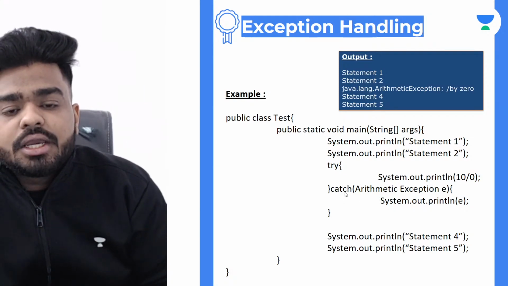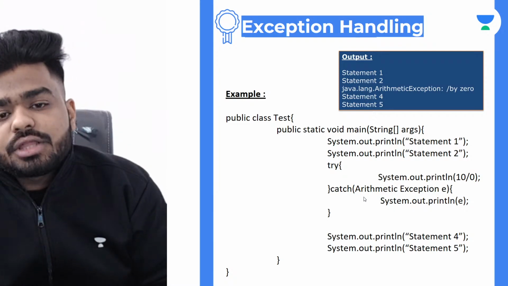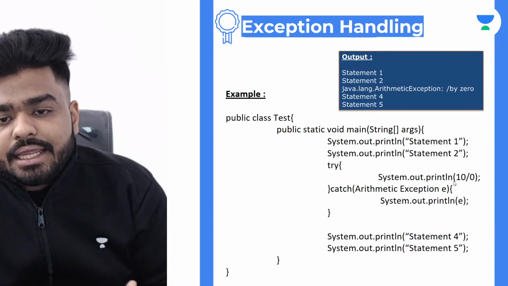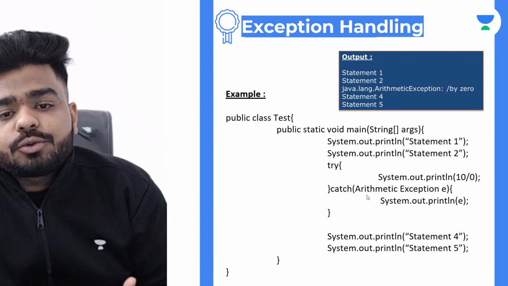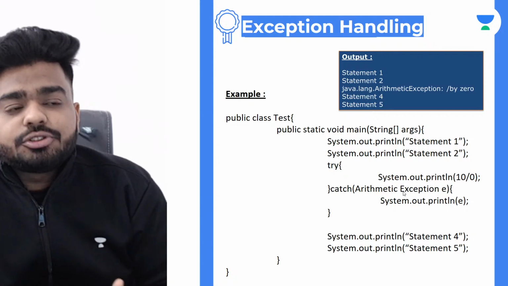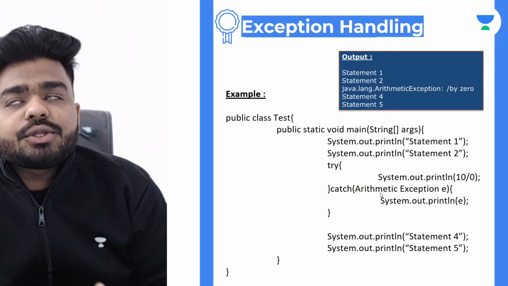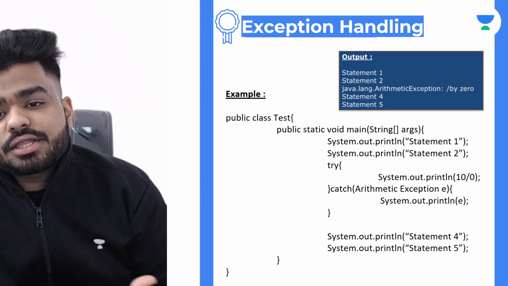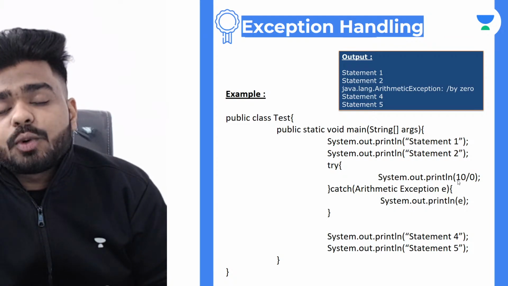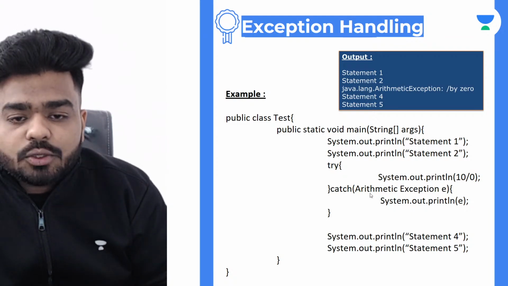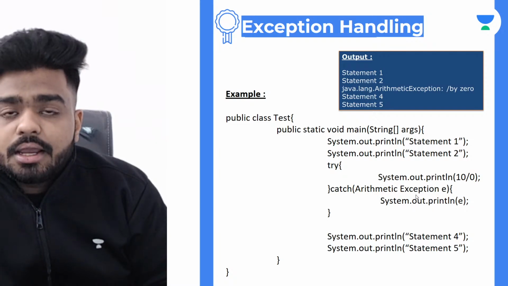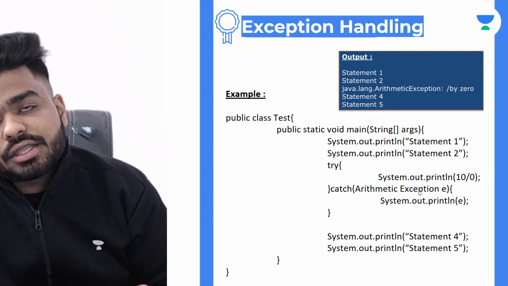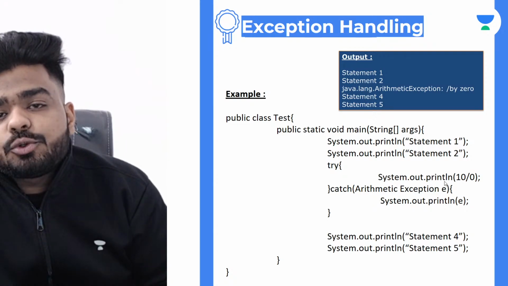So basically, catch has one parameter. Let's try to understand what this parameter is. Depending on the type of exception, you have to write that type of exception here. Suppose 10 by 0 is an arithmetic exception. So we write this here. If there's an exception and you do not know the type of that exception, then you can write only Exception here. But if you know what kind of exception it is, then you can directly write the name of the exception. And then you have to give an object here.